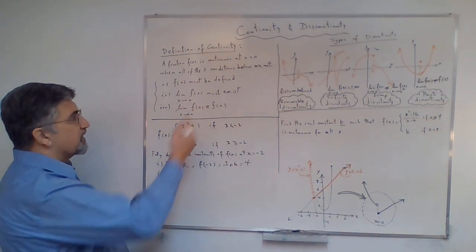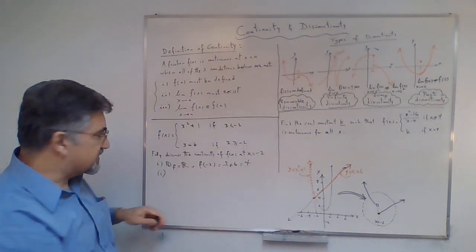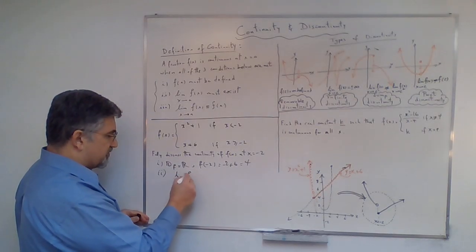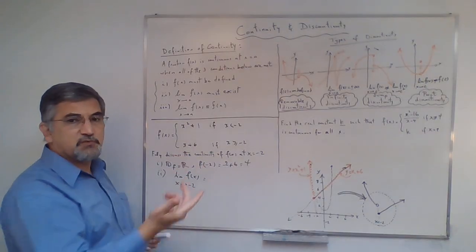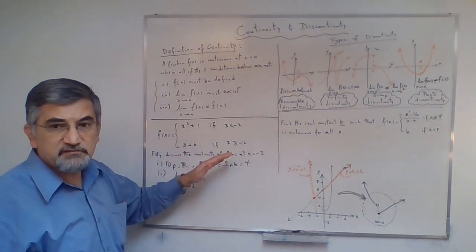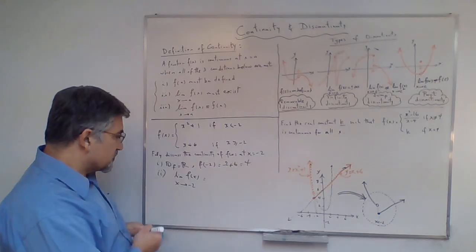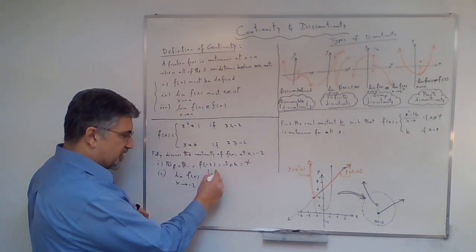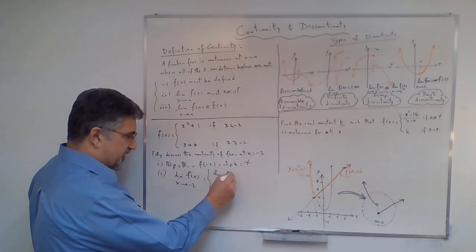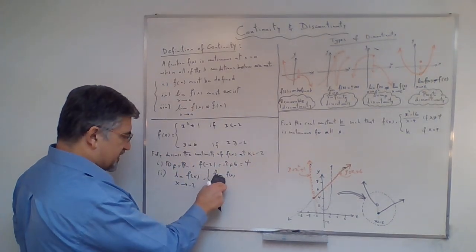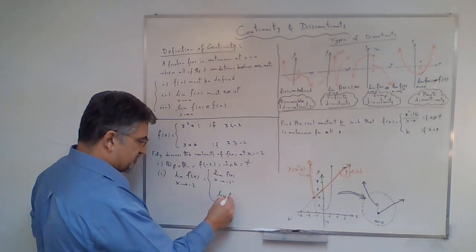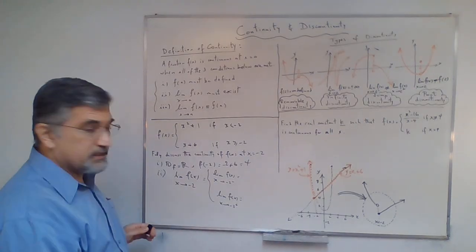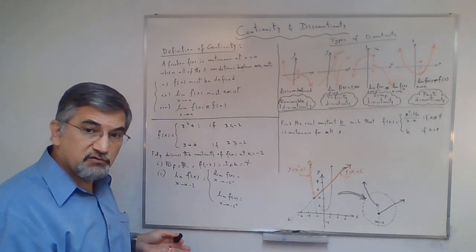The second condition: the limit of f of x when x approaches a must exist. So we have to take the limit of f of x when x approaches -2. But this is a piecewise defined function. So on the left side and right side of -2, we have two different definitions, obviously. So I need to find the left-hand limit of f of x when x approaches -2 from the left side, and the limit of f of x when x approaches -2 from the right side. And I'm crossing my fingers hoping that these two limits will equal each other.